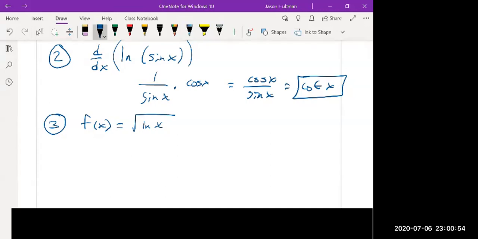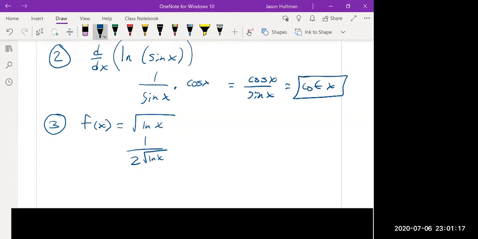Okay, so let's take the derivative. Let's use chain rule here, right? Chain rule, derivative of the outside. What's the derivative of square root? Well, it's 1 over 2 square root, right? Does that make sense? And if you don't know how I did that, you can prove it to yourself later. Just change it to an exponential function, bring the 1/2 down, and it becomes 1 over 2 radical ln x.